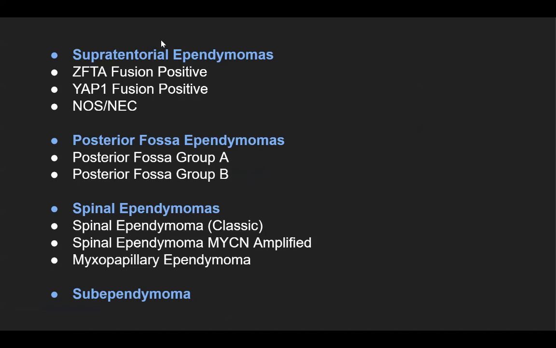Supratentorial were divided into 2, and whatever was leftover was piled in this group, NOS and NEC, not elsewhere classified. So supratentorial were classified into ZFTA and YAP1 fusion positive. Posterior fossa were very easy to classify, group A and group B. Spinal ependymomas have two main variants. The first is classic. The second is MYCN amplified. Since it is MYCN amplified, it is assumed to be an aggressive tumor. Myxopapillary ependymoma, which was formerly grade 1, is now grade 2. And subependymoma, which is grade 1, is a completely indolent benign lesion.